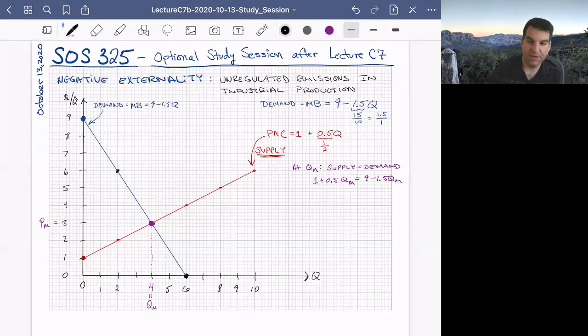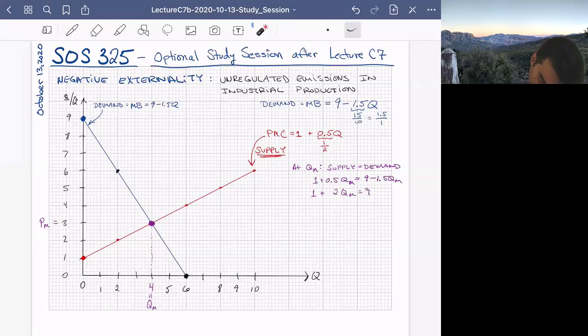So I set my supply equal to my demand. I'll bring the 1.5 QM over, and I'll do every step. So this becomes 1 plus 2 QM is equal to 9, because I added 1.5 QM to both sides, and adding that gave me the 2. Then I can subtract 1 from both sides, so that 9 becomes an 8. So 2 QM is equal to 8, and that tells me that QM is equal to 4.